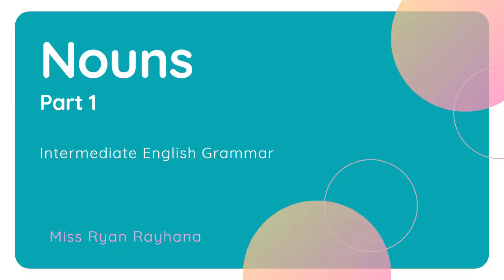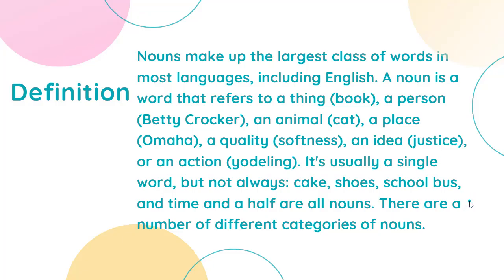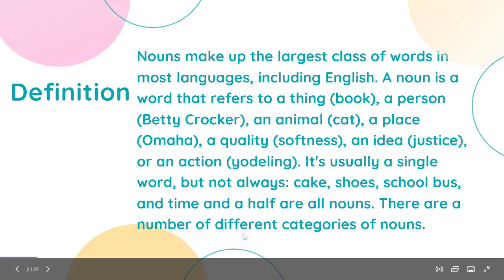So let's start our material for this week. Let's check it out. Okay, Bismillahirrahmanirrahim. Now we are going to talk about nouns, part 1. Okay, so the definition of nouns: they make up the largest class of words in most languages, including English. A noun is a word that refers to a thing, for example, a book, a person, an animal, a place, a quality, an idea, or an action. And it's usually a single word, but not always. For example, cake, shoes, school bus, and time and a half are all nouns.